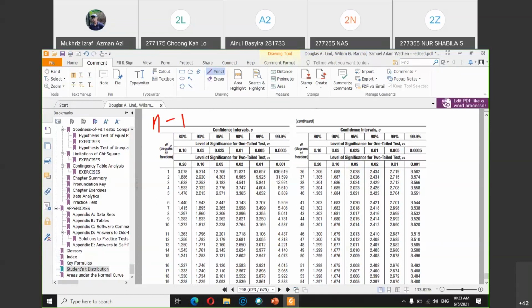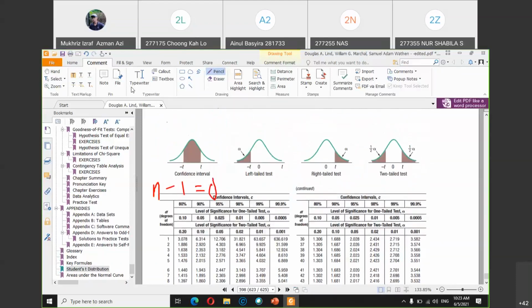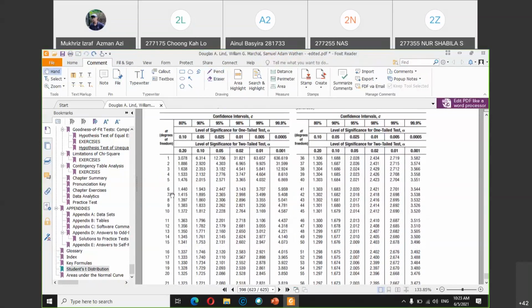to calculate the degrees of freedom is simply N minus 1. So DF is equal to N minus 1. DF is calculated as N minus 1, meaning if the sample size is 10 in this example, then our degrees of freedom will be 9, meaning you need to refer to the column where the value is equal to 9.